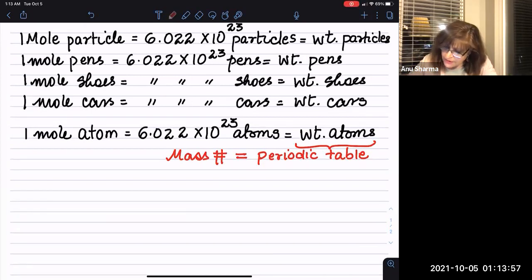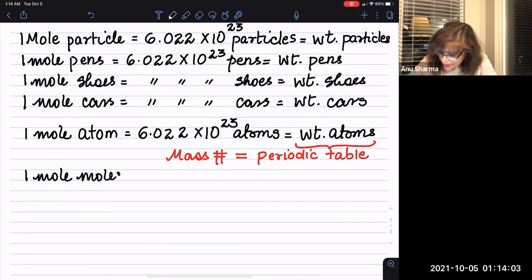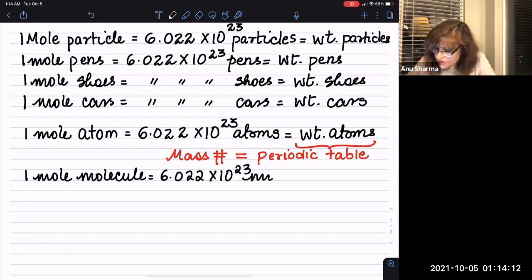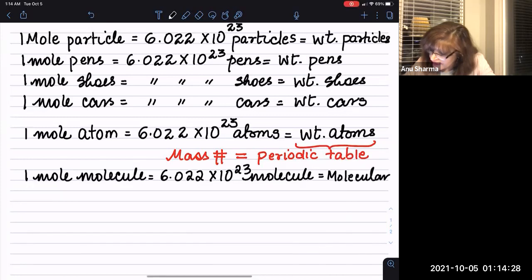Okay, next look at 1 mole of molecules. Again, 1 mole of molecules contains how many molecules? 6.022 into 10 to the power 23 molecules. And what is the weight of the molecules? That is the molecular weight, or it is also called the molar mass. So write down here, first of all, the molecular weight.